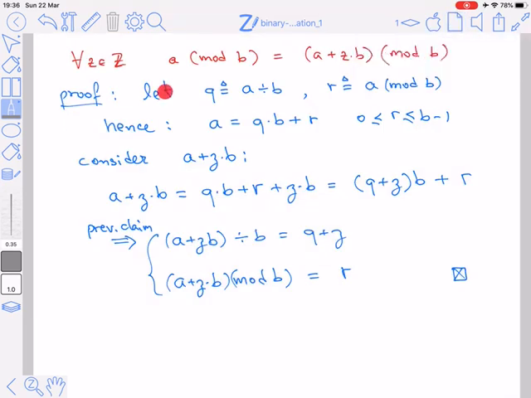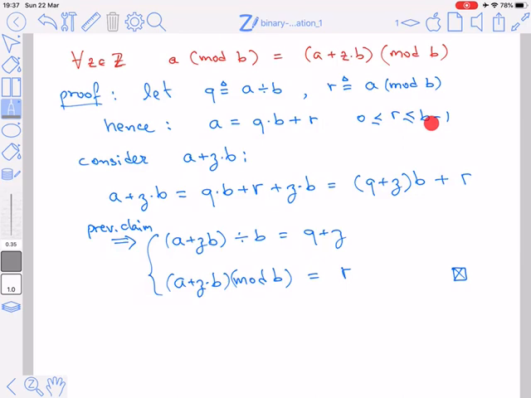Okay, so let Q denote the quotient, A divided by B. Let R denote the remainder, A mod B. That means, according to the previous lemma, that A equals Q times B plus R, where R is, of course, between 0 and B minus 1.